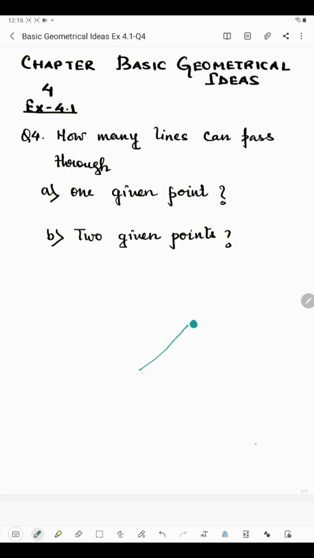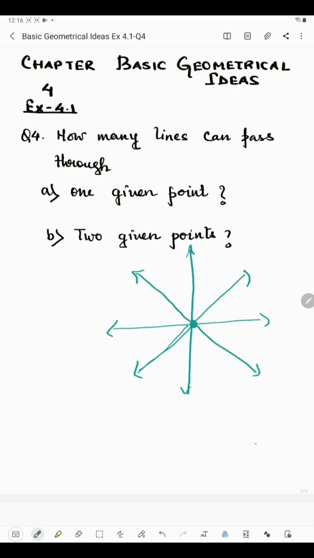See, if we draw the line like this, it will pass through this point, or this diagonally, right? So many lines can pass through this point. We cannot count how many lines will pass through one single point.